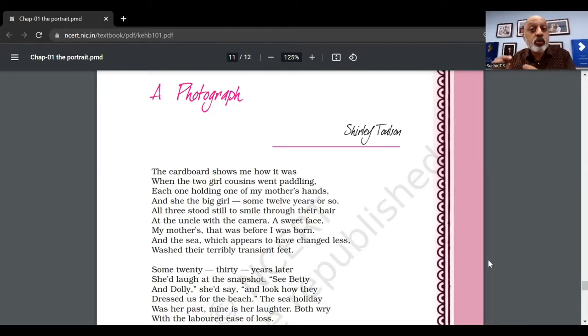And the sea, which appears to have changed less. The sea was just the same. The waters washed their feet, which she calls terribly transient. Now, let me explain terribly transient feet. Transient means something which is short-lived, temporary. The poet, by using this phrase, terribly transient feet, is referring to the short-term nature of human life, right? कि लोगों की जिंदगी बदल जाती है जल्दी से. It is never constant like the sea is. The sea is a constant, but human life is not constant. It constantly changes. The way we look, the way we feel, the way we are, right?